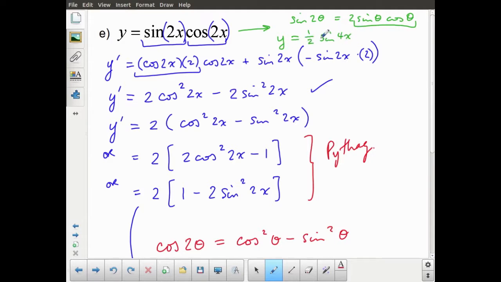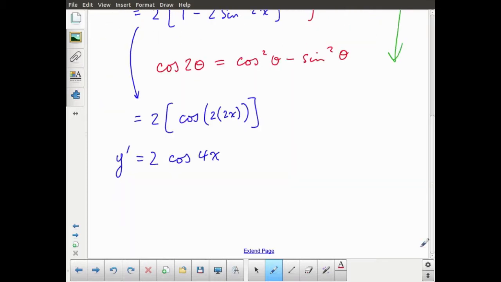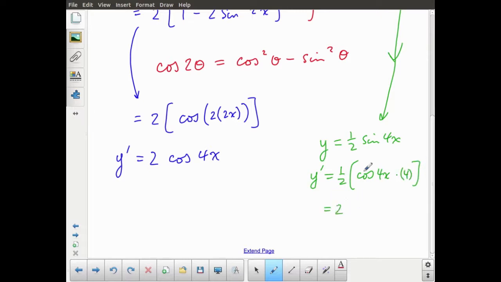And then from here, I could have taken the derivative. If I go all the way down here, let's go to y equals 1/2 times the sine of 4x, and I take the derivative of that, y prime is equal to 1/2. The derivative of sine 4x is equal to cos 4x times, the chain rule tells me, that's times 4.